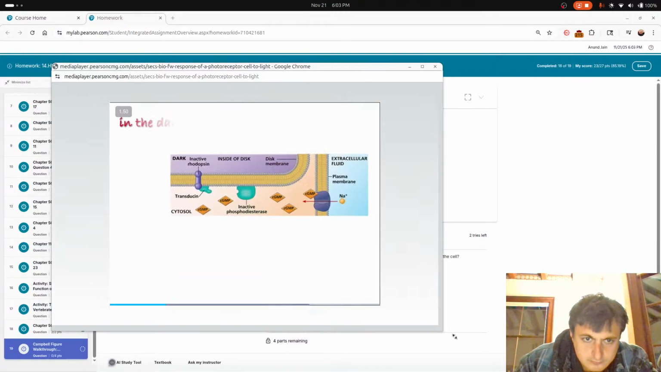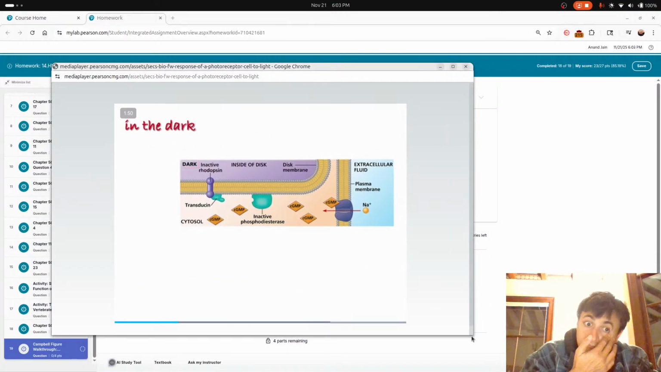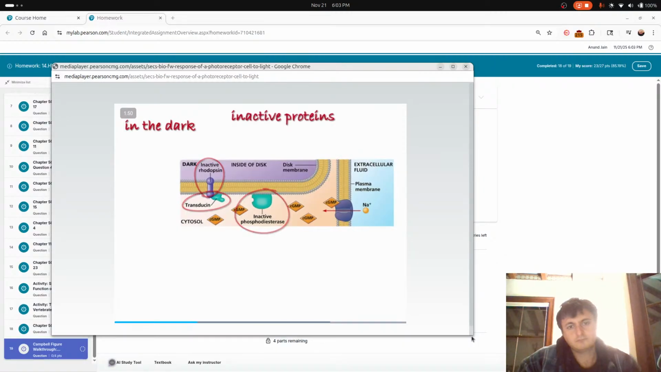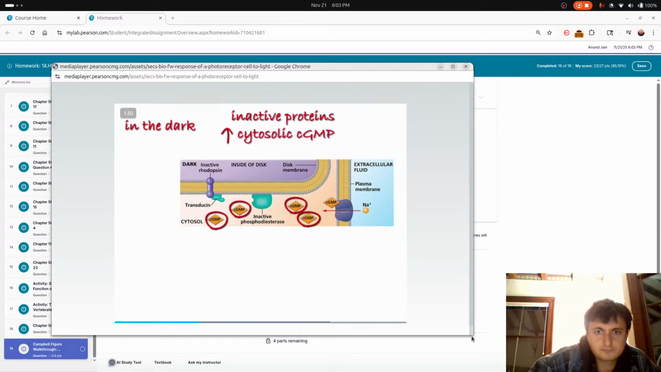First, we'll look at a rod cell in the dark. This figure shows a cross-section of a small part of the outer segment. Some of the key molecules shown here are located in the disc membrane, while others are located in the plasma membrane. In the dark, the proteins rhodopsin, transducin, and phosphodiesterase are inactive, and the cytosol contains a high concentration of cyclic GMP, written as cGMP.